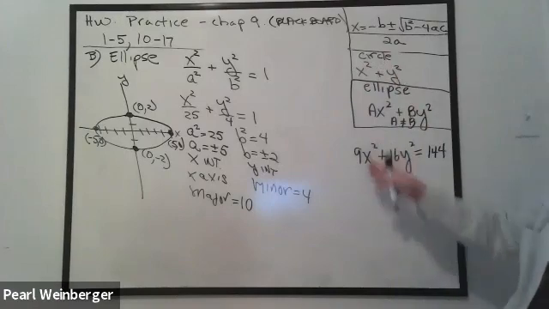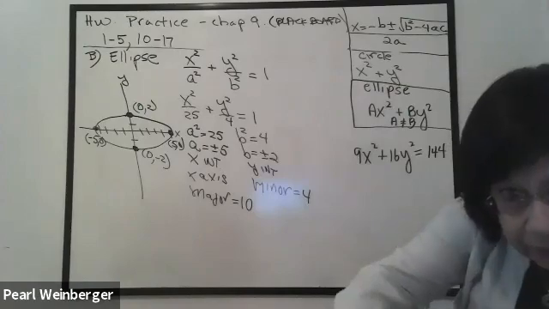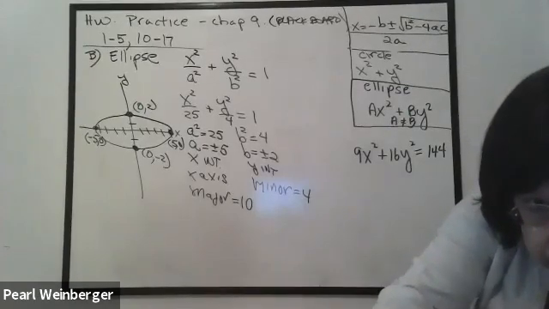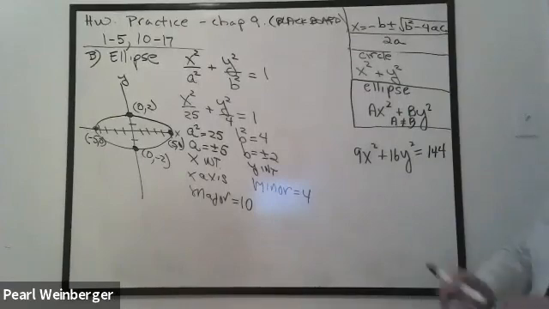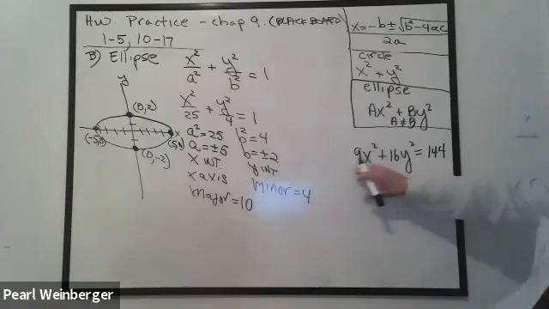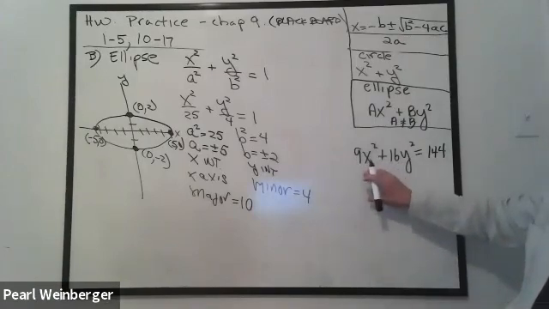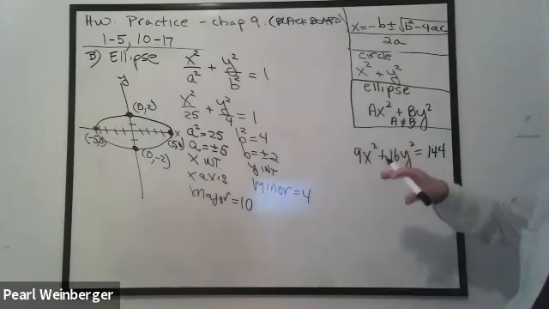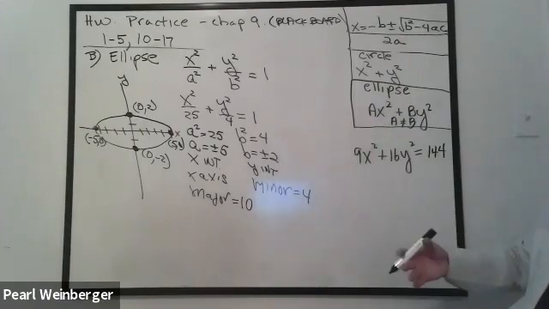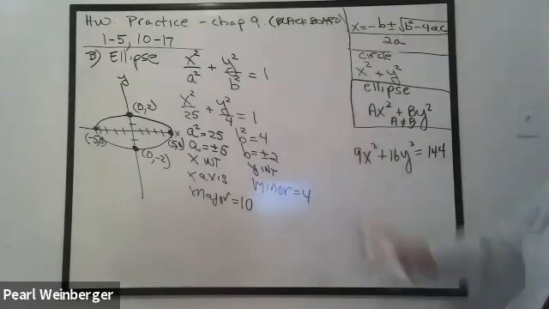Our coefficients are not ones. The coefficients in front of the x squared and the y squared term are different numbers. This is definitely going to be an ellipse, but I can't say what the x and the y intercepts are directly from that equation, because this is not in standard format.